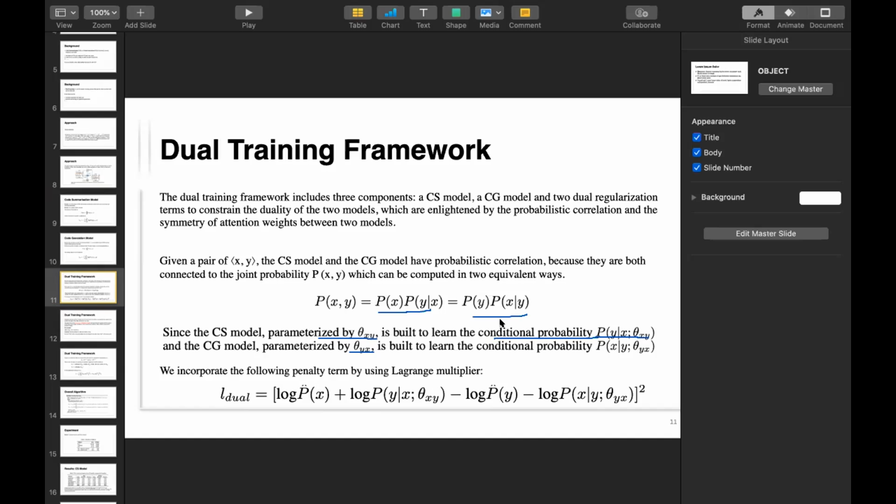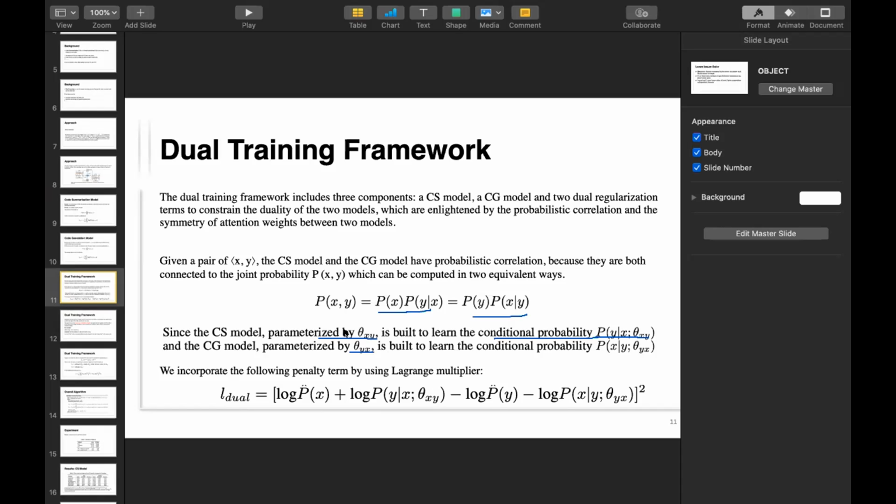Okay, so parameter. What is the difference between theta_xy and theta_yx? Theta_xy is the parameter of the CS model, and theta_yx is the parameter of the CG model. Does it mean that the CS model and the CG model share the same parameters or use different parameters? They're using different parameters. Okay.